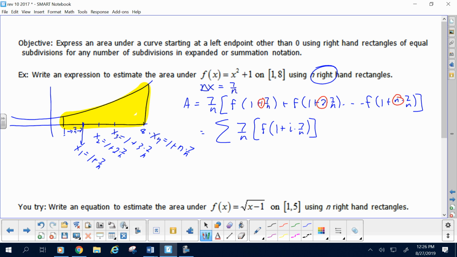What's the starting I? 1, and the ending I? N. But if it was left-hand rectangles, what's the starting I? 0, and the end is n minus 1, because everything is on the left side, it would start at 0 and end at 140. Yeah? Okay, cool. If I went one better and put in the function, let's talk about what it might look like.